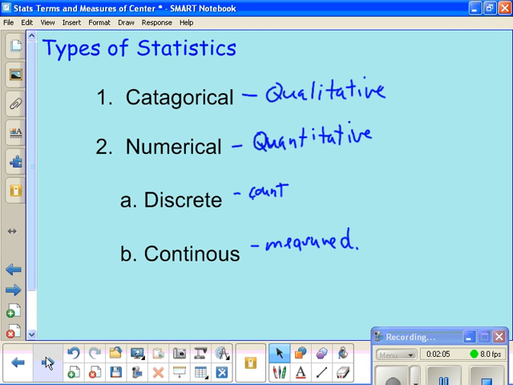We're going to talk about some types of statistics. There are 2 types of statistics: categorical and numerical. Categorical is qualitative, like a color. Numerical data is quantitative, like measurements, heights, distances, times. Within numerical, there are 2 types of numerical statistics. There's discrete data, which we can count. I can count how many people run, I can count how many things like that. Or continuous data, which is measured data by time and so on.